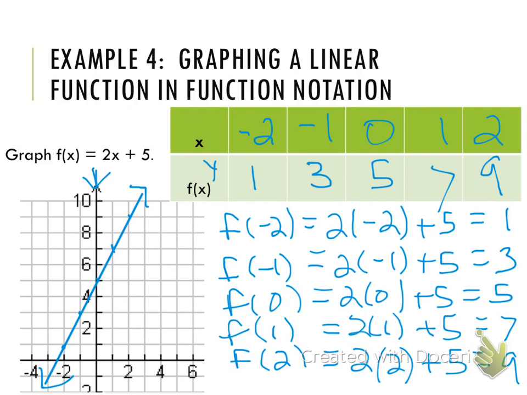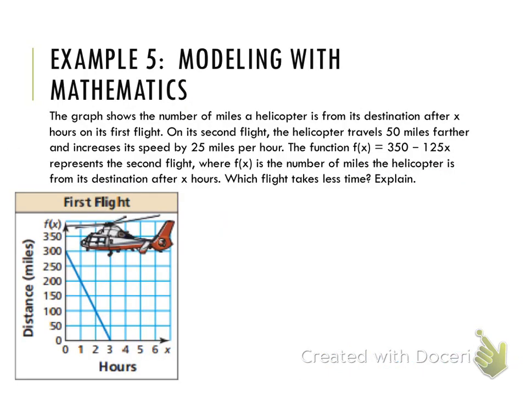So now how can we use this in real life? Now, modeling with mathematics: the graph shows the number of miles a helicopter is from its destination after x hours on its first flight. On its second flight, the helicopter travels 50 miles further and increases its speed by 25 miles per hour. The function f of x equals 350 minus 125x represents the second flight, where f of x is the number of miles the helicopter is from its destination after x hours. Which flight takes less time?